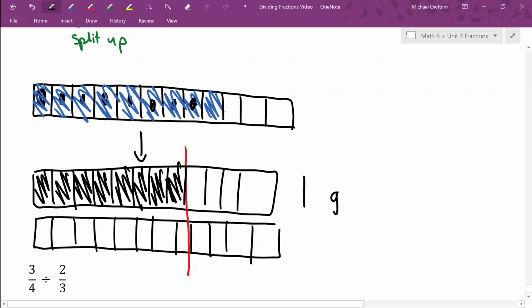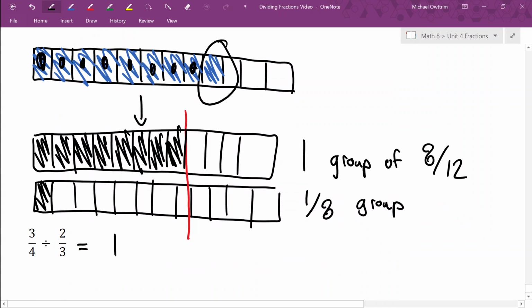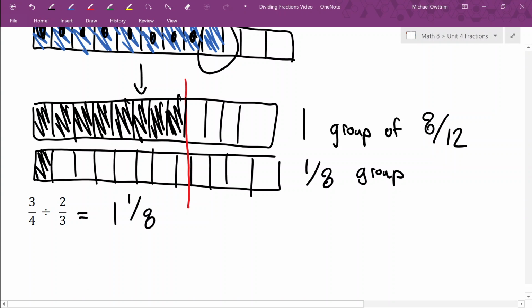That's one group of 8 twelfths. And of course I got one left over in my next group, so I've got 1 out of 8 of that group. So of course together I could say that this division is going to equal 1 and 1/8 groups. And if I convert that to an improper fraction, that's going to be 9/8.